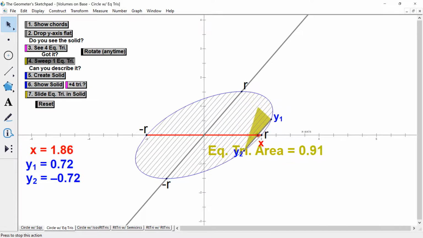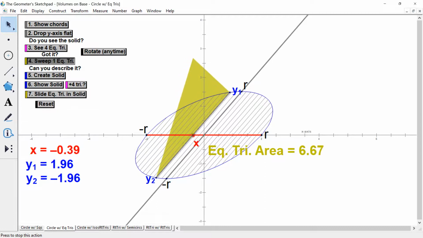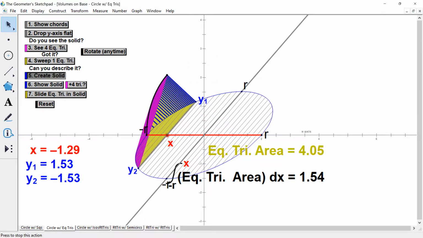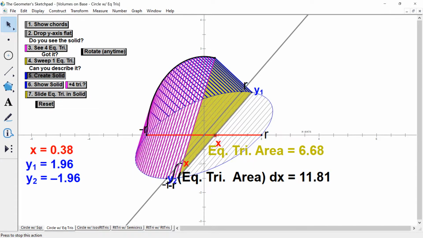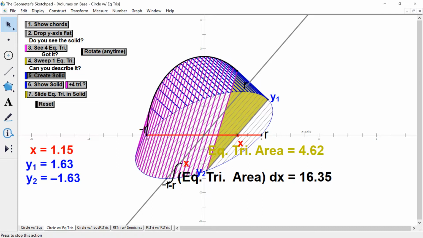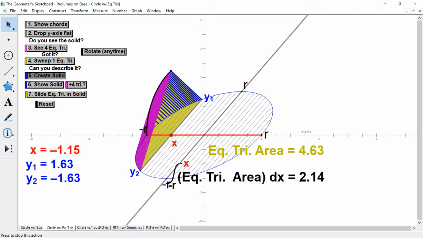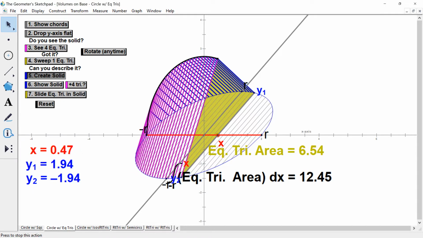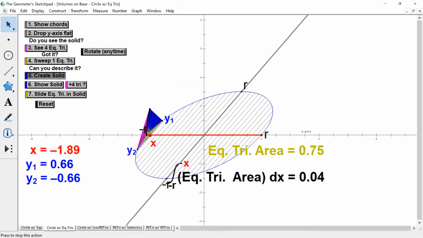I'll let it go once more, and then I'll show you. Okay, you got it? Looks nothing like a cylinder. It's kind of a tent, but these sides are curved. It's not like a traditional pup tent. Would be a cool tent.